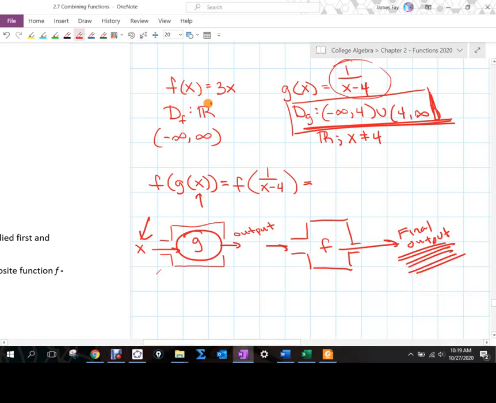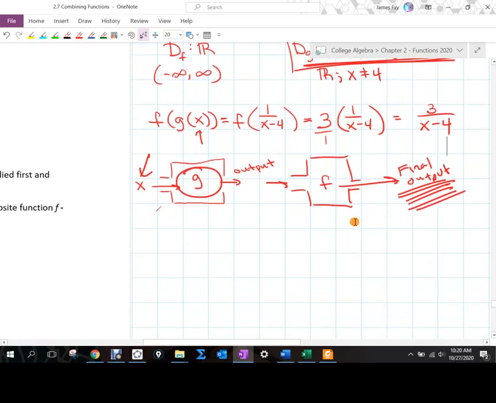Okay, so f is the 3x. So I'm going to put 3, and now instead of x, it's now 1 over x minus 4. That is simple multiplication through fractions, so I'm just going to simplify it.